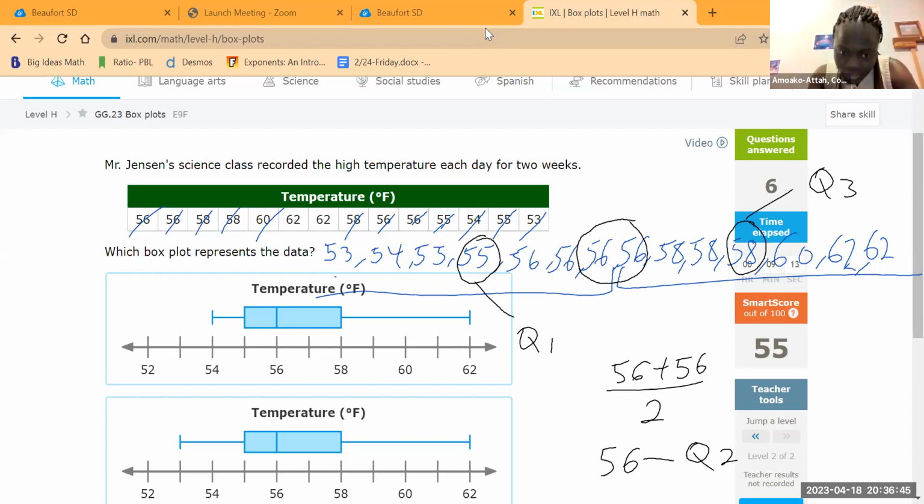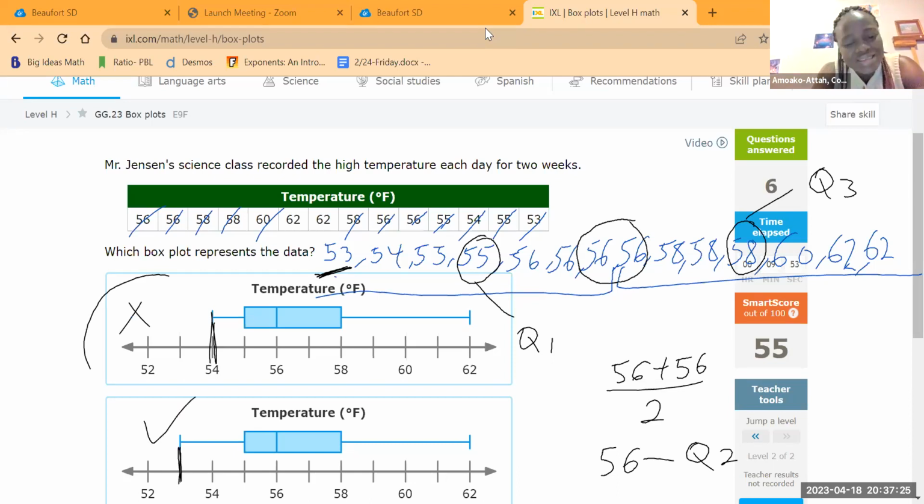Now let's go back to the box and whisker plots that they did for us and compare our values to see whether we are correct or not, right? Okay. So let's see the first one. What is our minimum? The minimum here is 53. Looking at the first box and whisker plot, the minimum is on 54. So this is out. Here, the minimum is on 53. So this is correct.